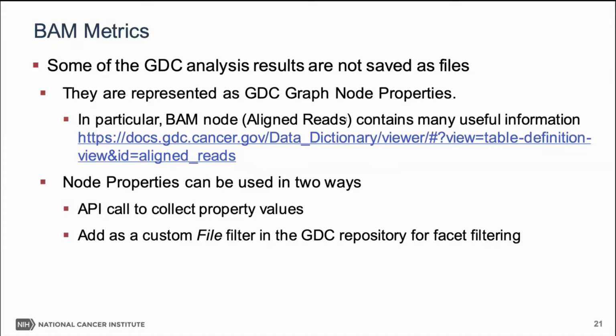How can we get this data? There are two ways. One is through an API call, and get the property value directly. And the second, we can also add them as custom file filters in the GDC repository for facet filtering. I will describe them in my slides, and Bill will also talk about them in some of the demos.